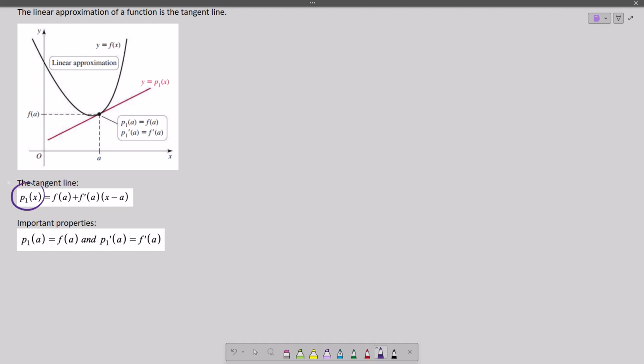In Calc 1, you usually just called it y. We are going to call it P1. So P1 is the linear approximation. It is the tangent line's equation. Point slope formula gives you that equation.